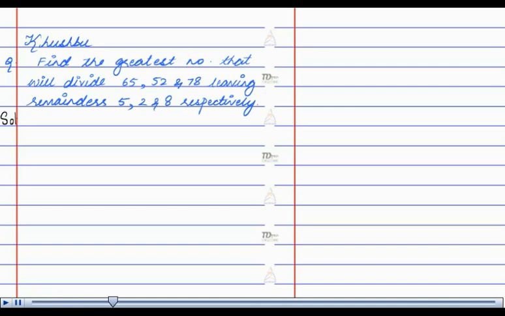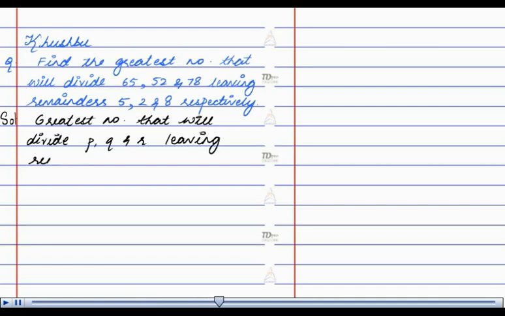We know that the greatest number that will divide P, Q and R, leaving remainders A, B and C is nothing but HCF of P minus A, Q minus B and R minus C.